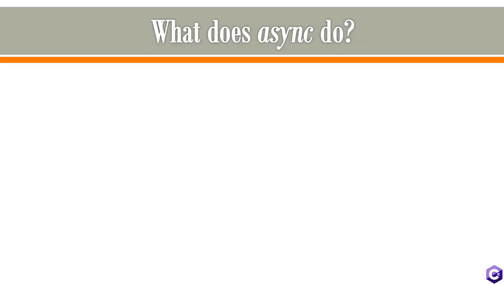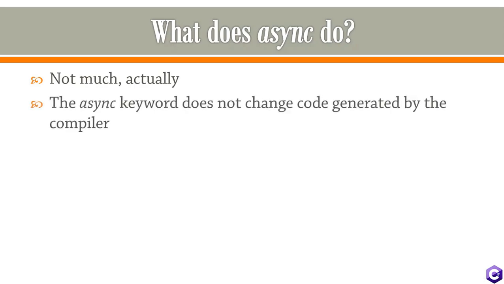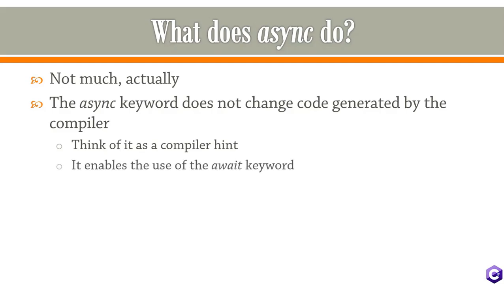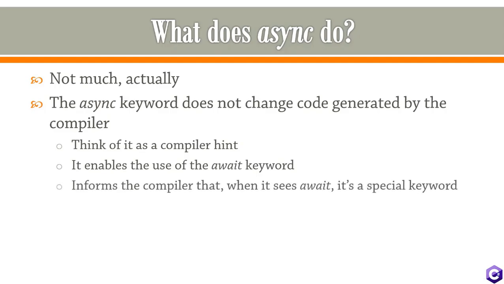So let's try to answer this question. What does async actually do? Well, the answer is not much. In actual fact, the async keyword does not in any way change the code that's generated by the compiler. So you can think of it as a kind of hint to the compiler, and all this hint does, there's only one thing that it does, it enables the use of the await keyword. And this might seem particularly crazy. I mean, why do we have to have two keywords if you could just have the await keyword? So the async keyword informs the compiler that whenever it sees the await keyword, it's actually a special keyword, not just an identifier for a variable.